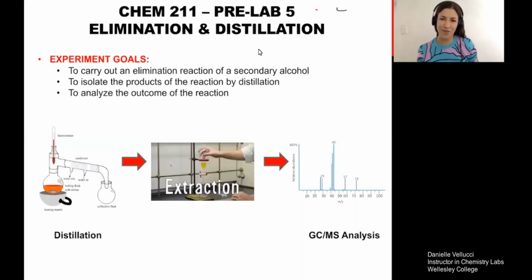Welcome back for experiment 5, where we're going to examine an elimination reaction and isolate the product through distillation. The goals of this experiment are to look at the elimination of a secondary alcohol and, following the isolation of the products through boiling, to analyze the outcome of the reaction and determine which product was formed as the major product.